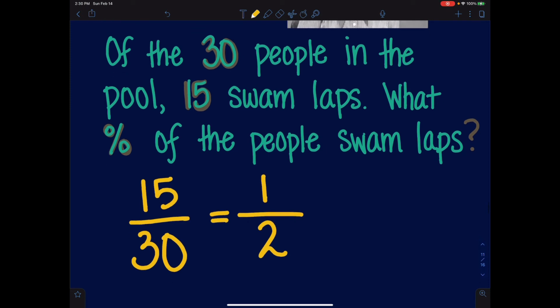So the first thing I would do is reduce this fraction. 15 over 30 reduces to 1/2 because both of those numbers can be divided by 15.